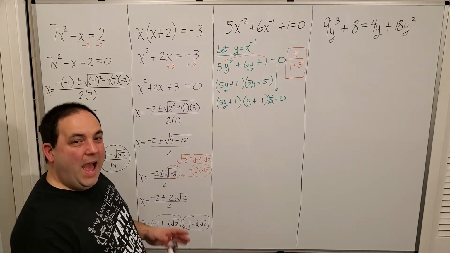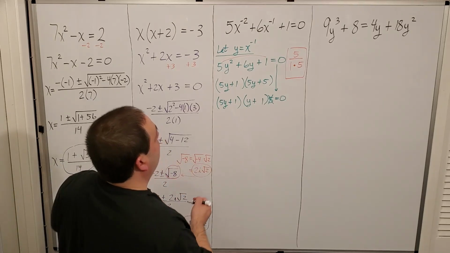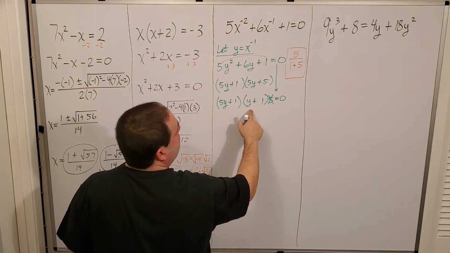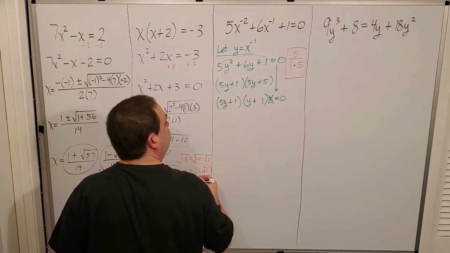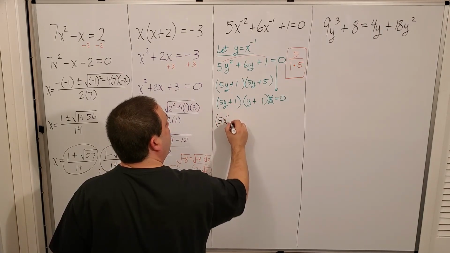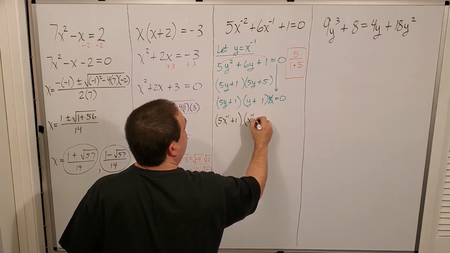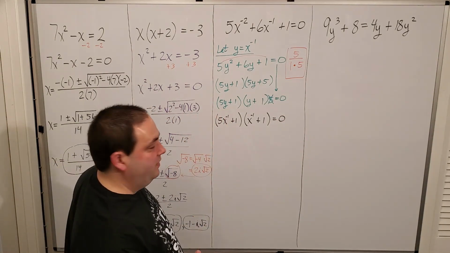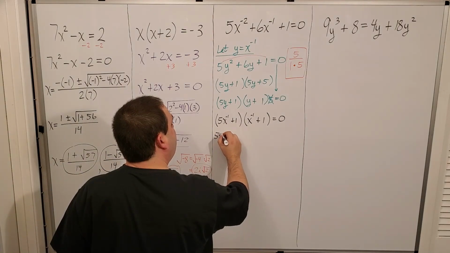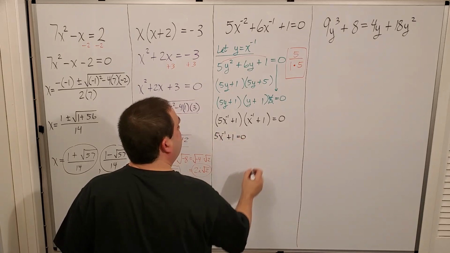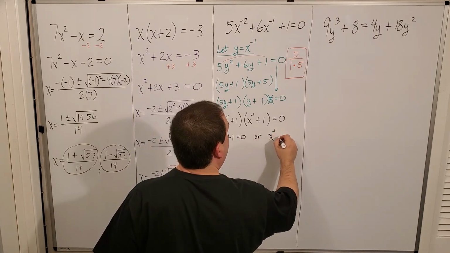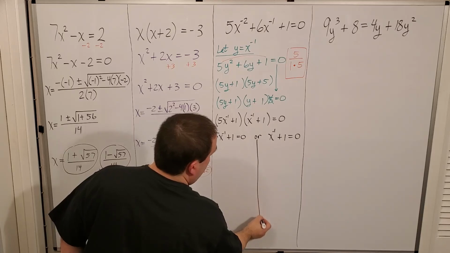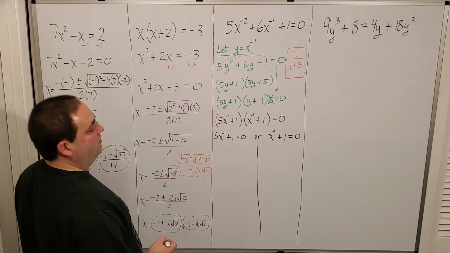Okay, so now let's go back out of our substitution. I reverse this substitution, and everywhere I see y, I just use x to the -1. So I have 5x to the -1 plus 1 times x to the -1 plus 1 equals 0. And then I split and solve them. So I have 5x to the -1 plus 1 is equal to 0, or x to the -1 plus 1 is equal to 0. Then I'll divide this up, pun intended, and start solving.